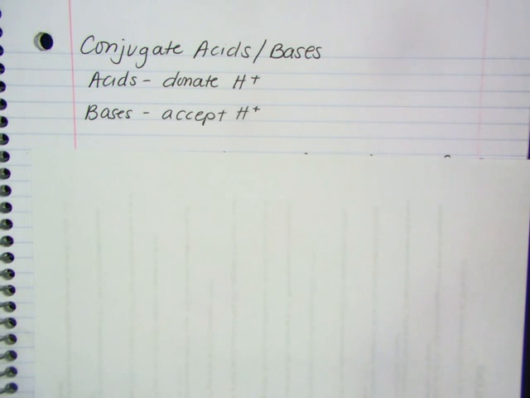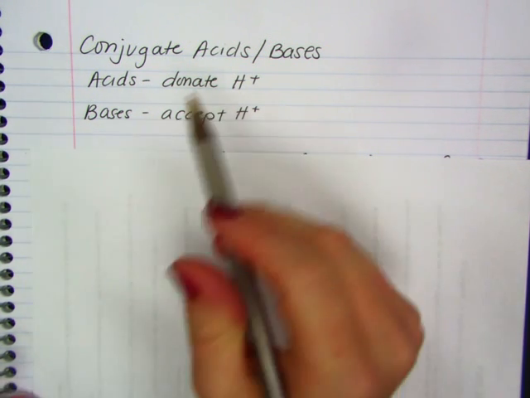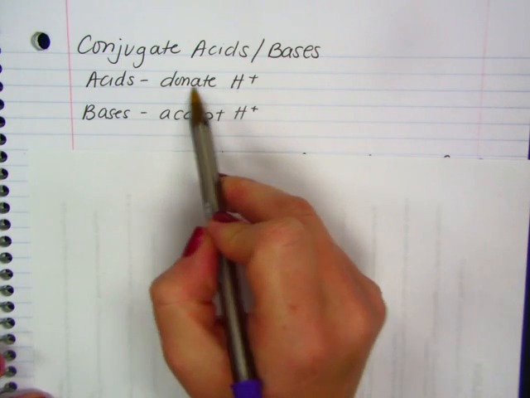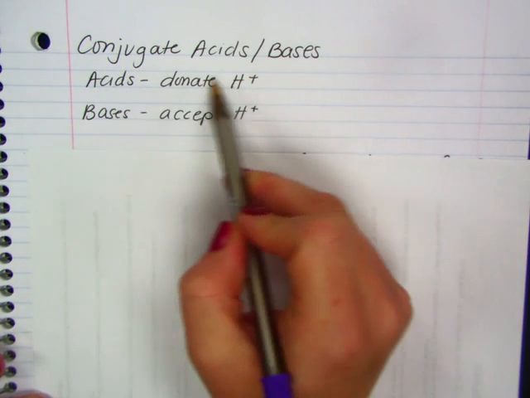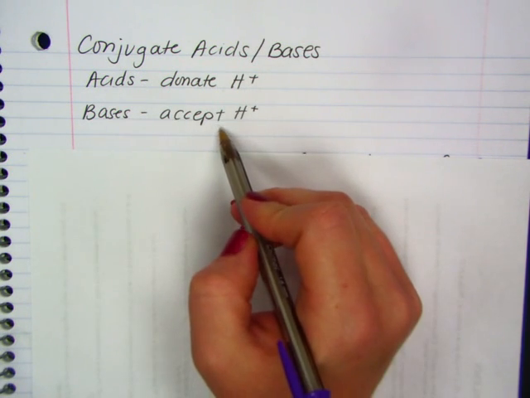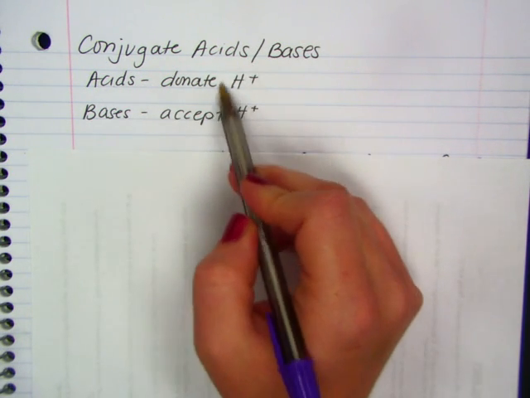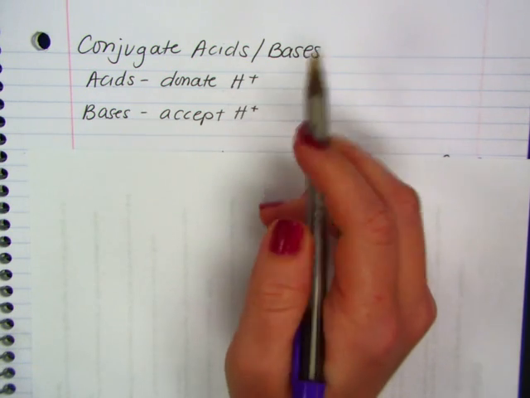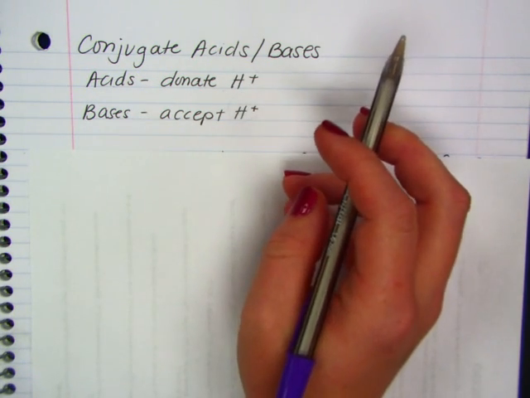Okay, so in this video we're going to look at conjugate acid and conjugate base pairs. We said an acid is something that can donate an H+, and a base is something that can accept an H+. And when that movement of H+ occurs, when the acid gives up an H+, or a base accepts an H+, because we have moved an H, we have changed what is an acid and what is a base.